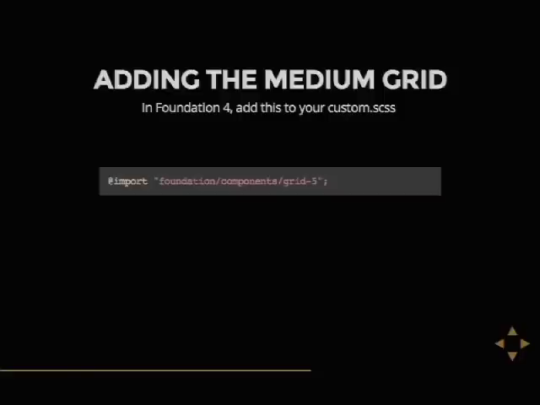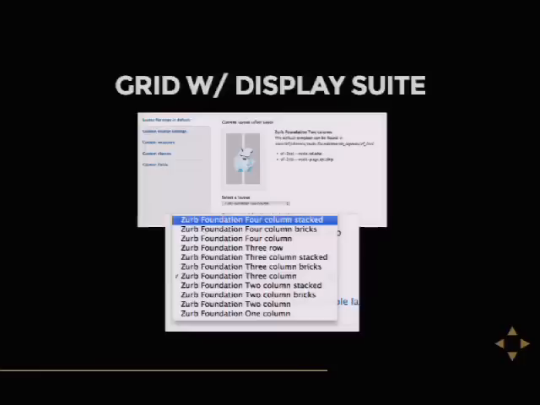And this is if you're adding in that medium grid that is baked into Foundation 5 but not Foundation 4 yet. This is an import file of that Foundation Compass thing that we imported earlier. This is one of those components. So if you want to use the grid, that's how you pull it in.